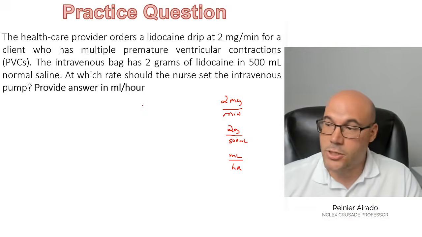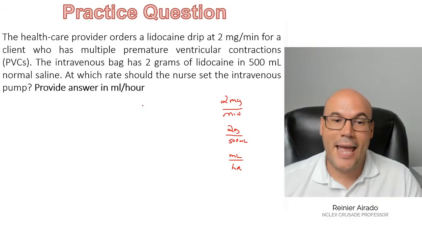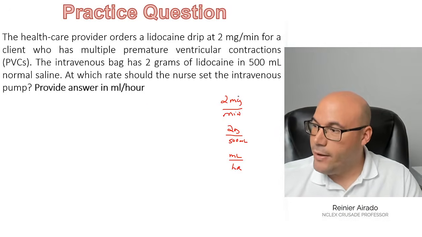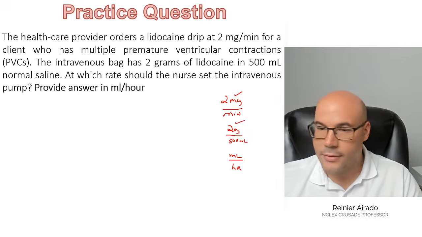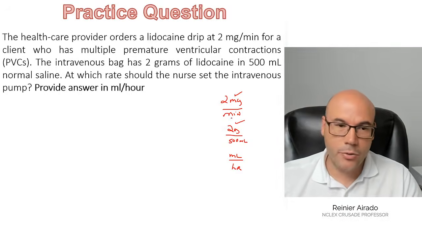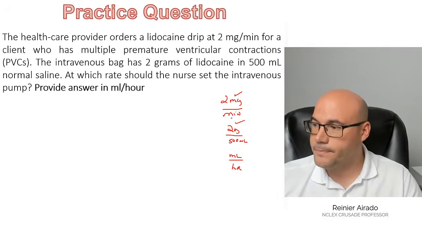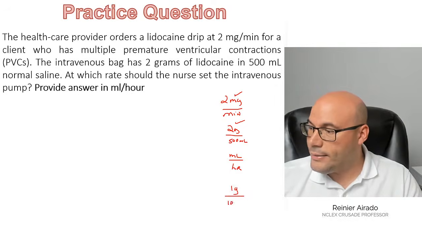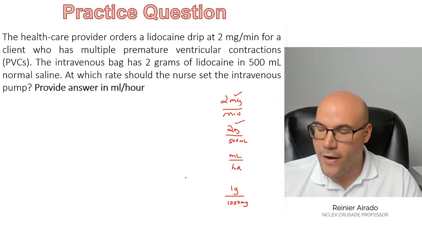The second step is to identify if I need a conversion factor. Look at the units. We have milligrams and we have grams. They're not in the same unit. I need a conversion factor. I need to convert grams into milligrams or milligrams into grams. So I will say 1 gram over 1,000 milligrams. That is my conversion factor.